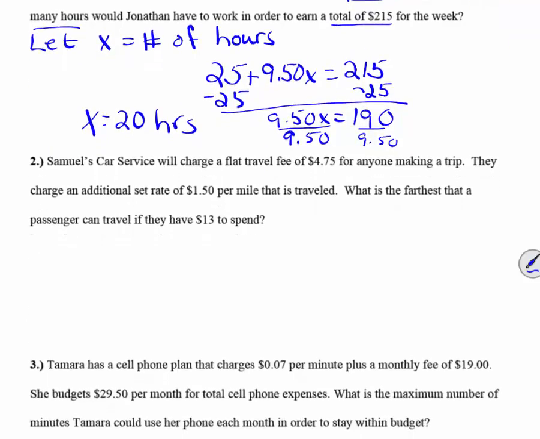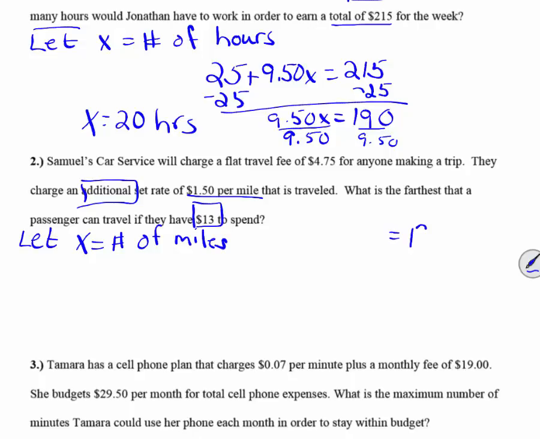Samuel's car service will charge a flat travel fee of $4.75 for anyone making a trip. They charge an additional, right, keyword there, additional set rate of $1.50 per mile. What is the farthest that a passenger can travel if they have $13 to spend? So they're talking about miles, so I'm going to let X equal the number of miles. So again, we know we have a total of 13, so it has to equal 13.